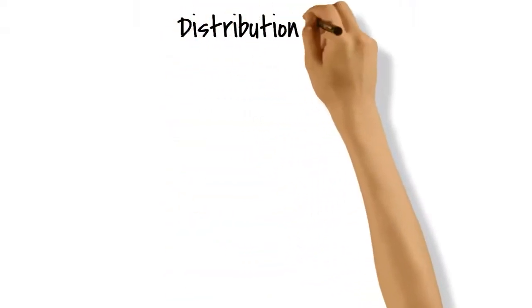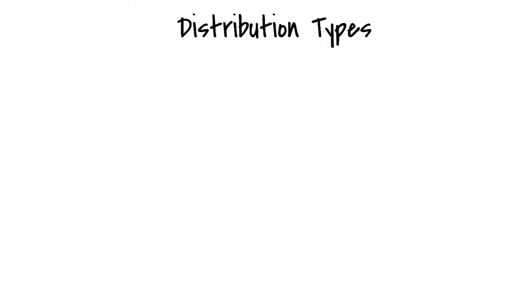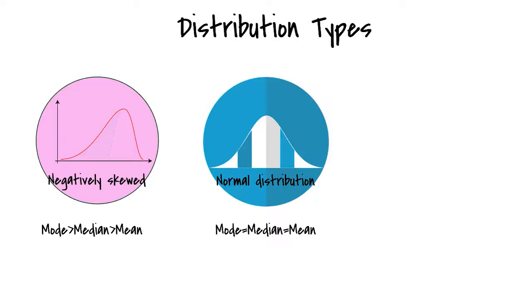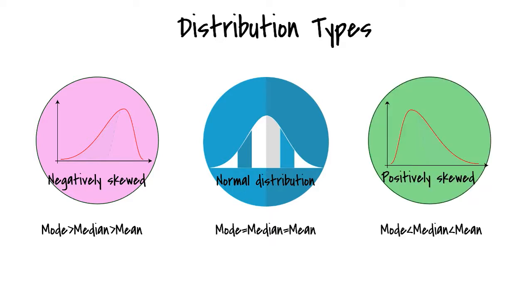Let's look at basic distribution types. A normal distribution is where the mode, median, and mean are all the same. In a negatively skewed distribution, the mode is greater than the median and the mean. In a positively skewed distribution, the mode is less than the median and the mean.